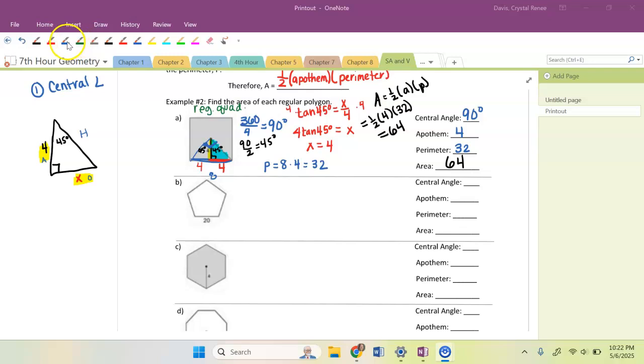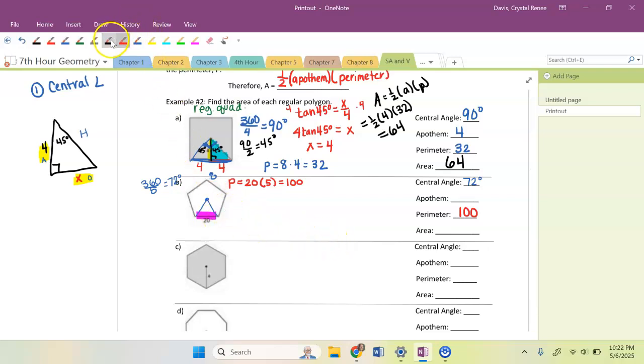Okay, let's look at B now. First thing we want to do is find the central angle. To do that, it's a pentagon, so it'd be 360 divided by 5, and when you do that, you get 72 degrees. So my central angle is 72 degrees. Now they're always going to get you something. In this case, they give us a side. This is a regular pentagon, so I can find my perimeter as just 20 times every side, which is 5, which gives me 100.